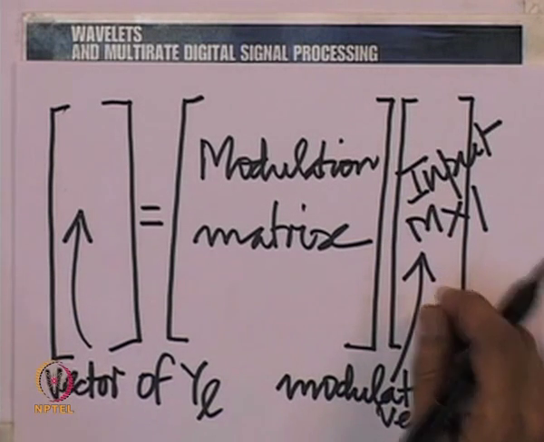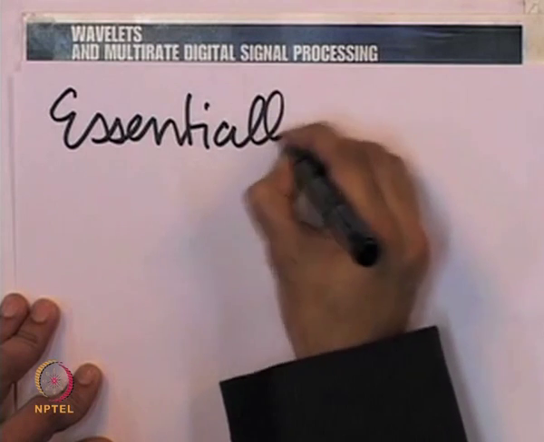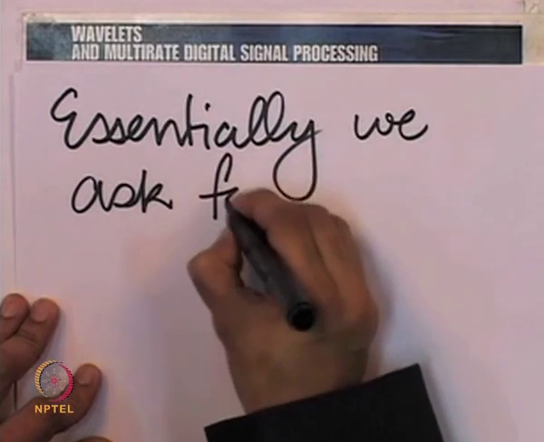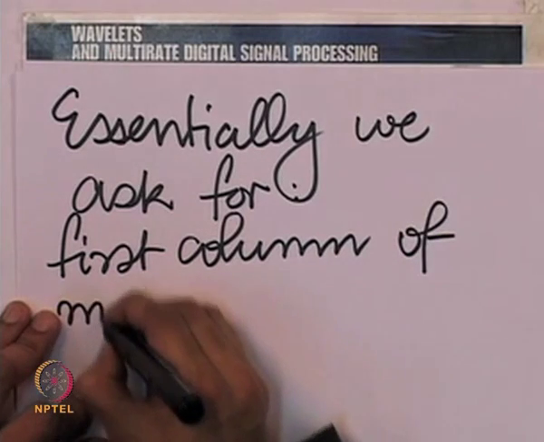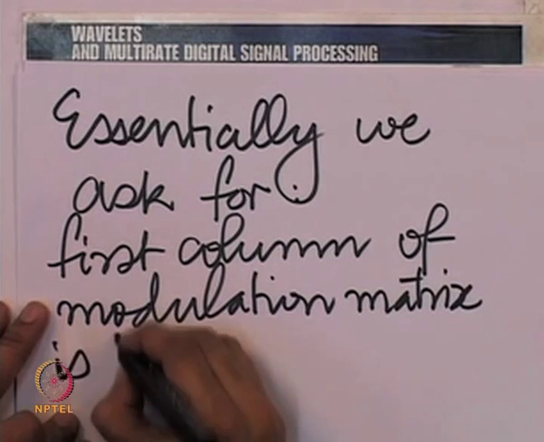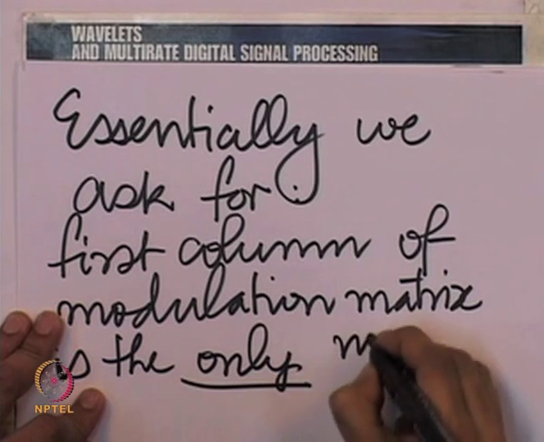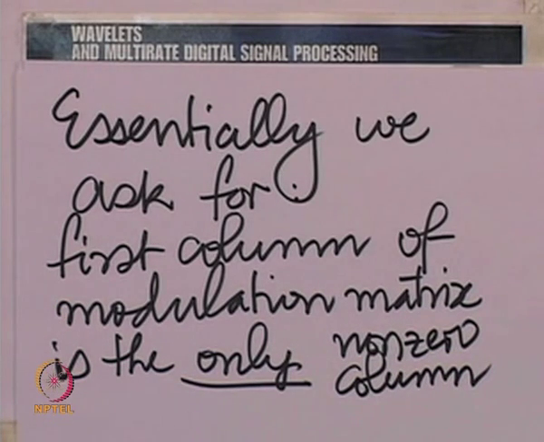And therefore, what we are asking for essentially is that the first column of the modulation matrix is the only non-zero column. Well, the other way of looking at it is, this is a very stringent requirement. So, this is sufficient, but of course, as we can see, it is not necessary.